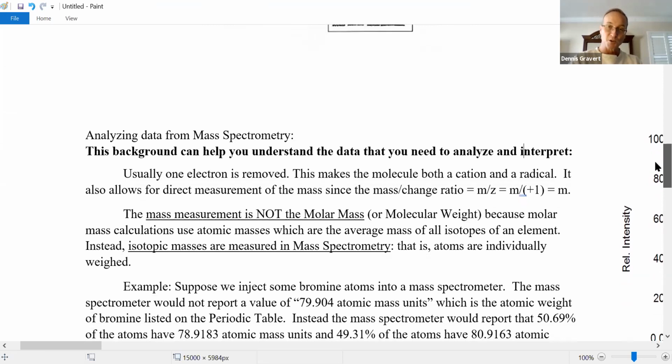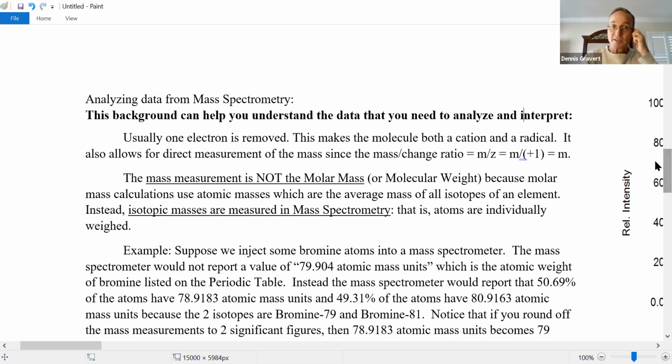This video is going to show us how to take the data and from that try and get some possible chemical structures, right? Structure elucidation. What does the molecule look like? Okay, key things that you need to know so that you can interpret the data, so that you can do a good analysis. First thing you need to know is that most commonly you only remove one electron. So that's our assumption. We're going to remove one electron, and that makes the molecule technically a cation or radical.